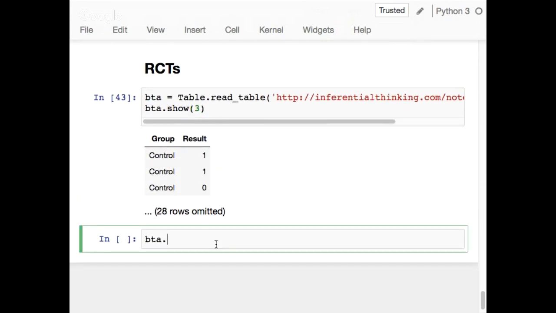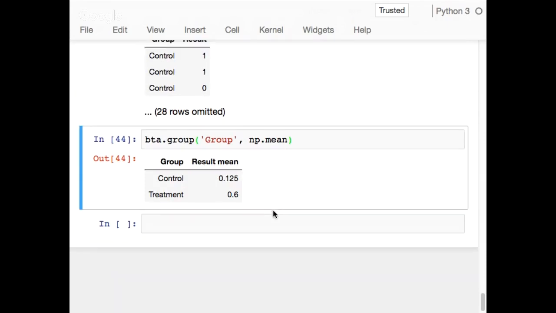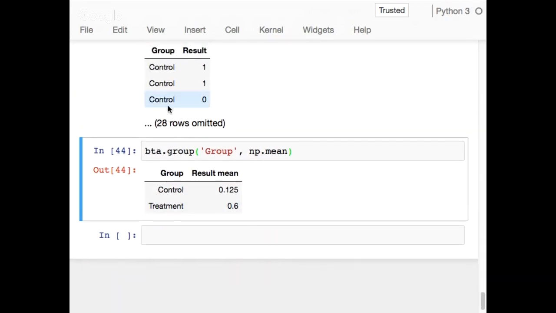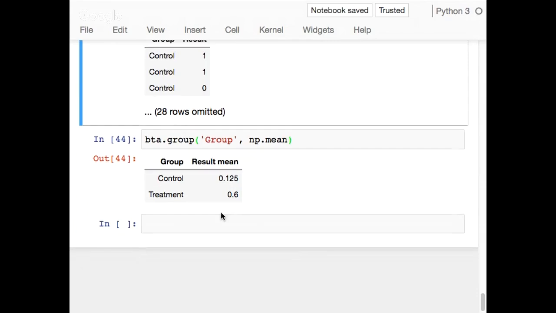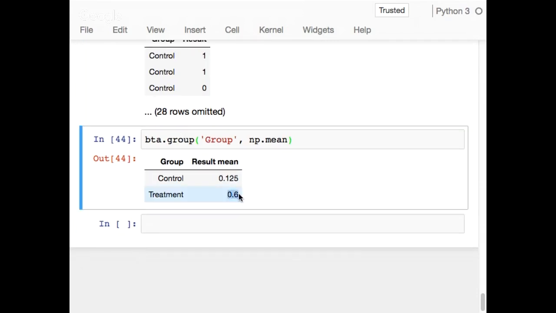And let's take a look at, let's group by the control and treatment group column and take the average of my results. So we can see here that on average, in our sample at least, this sample contained maybe 31 people, looks like. So we have 3 rows here, 28 rows left, 31 people. 60% of the people who got the treatment felt better, and only 1/8 of the people who got a control felt better after they got their control.